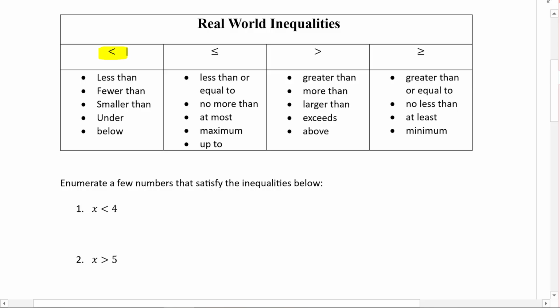This symbol is for words like less than, fewer than, smaller than, under, below. This symbol is for less than or equal to, no more than, at most, maximum, up to. This symbol is for greater than, more than, larger than, exceeds, above. And this one is for greater than or equal to, no less than, at least, minimum.